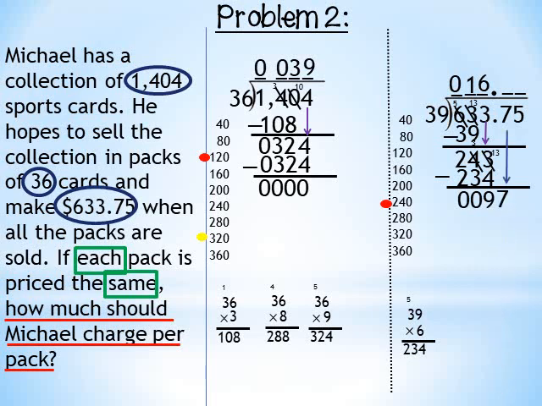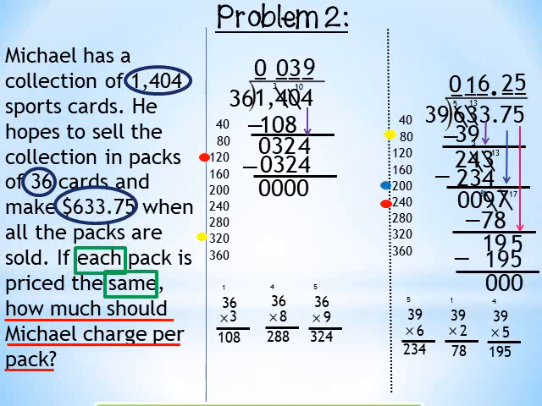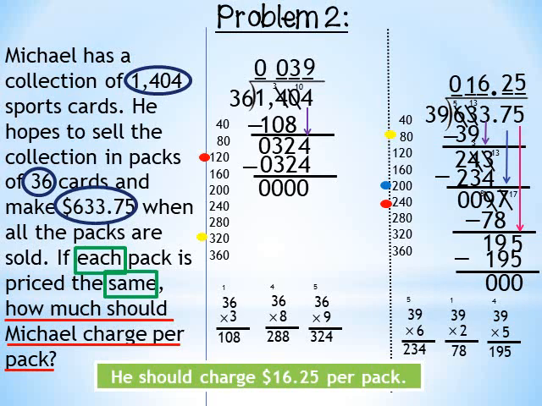Let's move on. Bring down that 7. How many 39s do you think go into 97? It's not 1, maybe it's 2. 39 times 2 is 78. Good one. Put the 78 underneath, use your subtraction rules, and you get 19. Bring down that 5 and figure out how many 39s go into 195. 39 goes into 195, looks like 5 times. And 39 times 5 is 195.